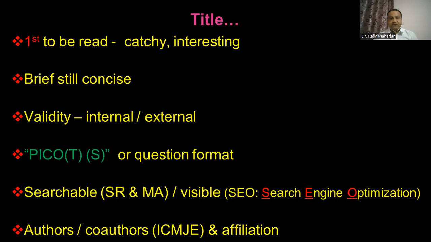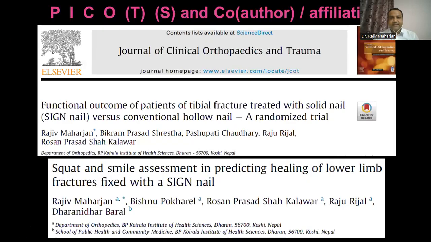The titles must follow the PICOT format. That is population, intervention, comparison, outcome, T for time frame, and S for the study type, or maybe a question format. Making a title concise, crisp, and standard makes it available and searchable, especially during systematic reviews and meta-analyses. And all authors and co-authors must have satisfied the ICMJE criteria, and there must be proper affiliation.